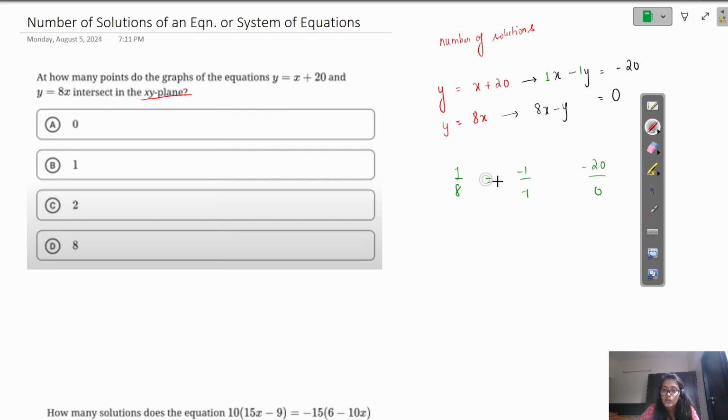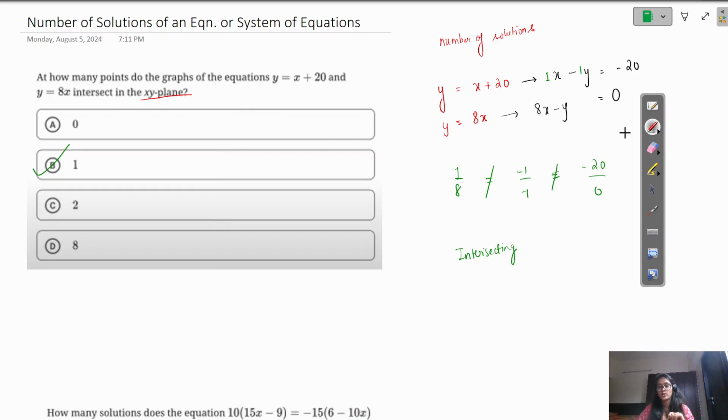None of these ratios are equal. All three ratios are different. When all three ratios are different, this is the case of intersecting lines, and when two lines are intersecting, there will be only one point of intersection. So option B should be correct.